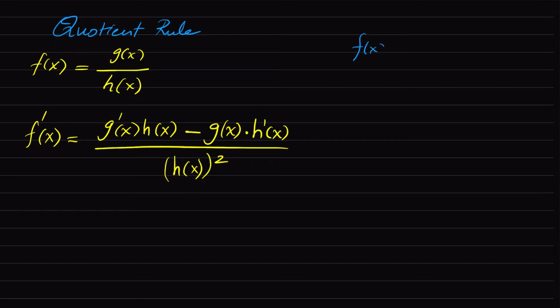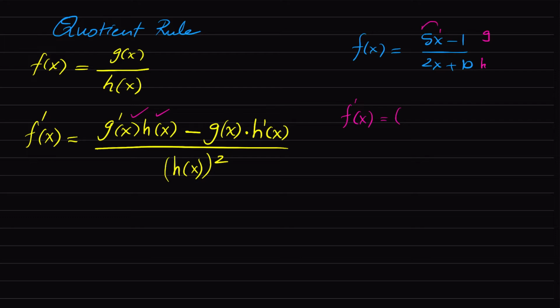For example, f of x is equal to (5x minus 1) over (2x plus 10). So if we need to find its derivative quickly, according to the rule, we will say this is g, this is h. So g prime, they said g prime multiplied by h. G prime, we will do the derivative of the first.